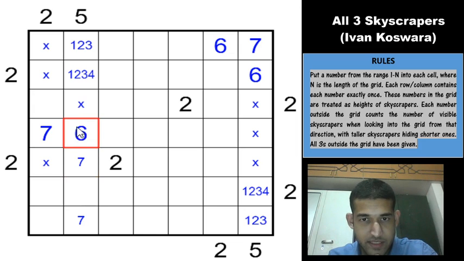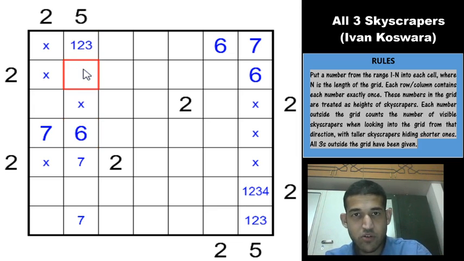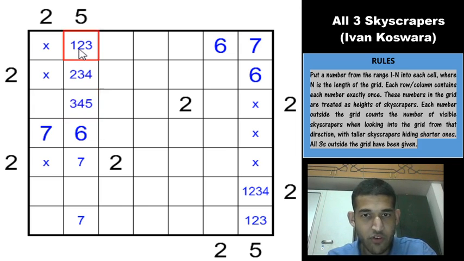Now because we placed the 6 here, this 5 clue becomes very restricted. So all these cells must be strictly increasing to satisfy the 5 clue. So if this is 1, 2, 3, this must be a 2, 3, 4. Right? And this must be a 3, 4 and 5. Right? And now if you count the number of buildings, 1, 2, 3, 4 and 7 would be seen. So you have exactly 5 buildings seen from the direction, which is okay.